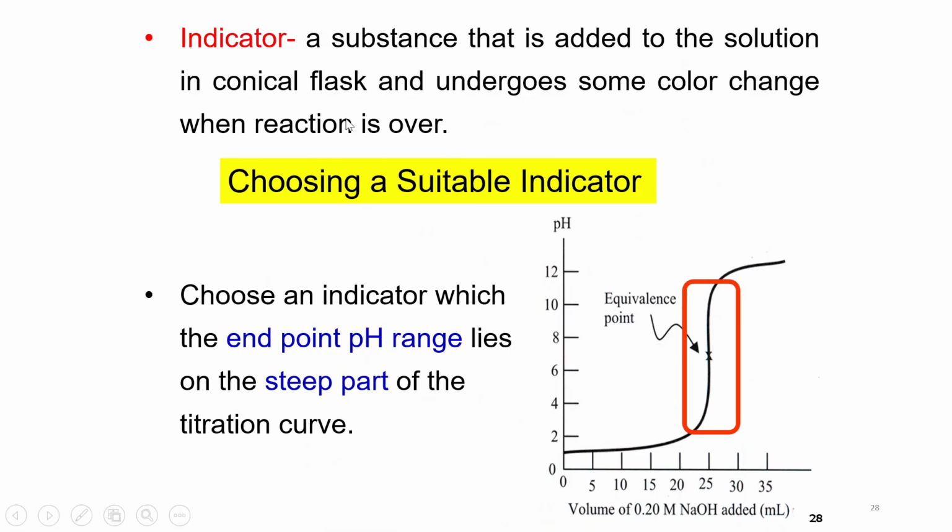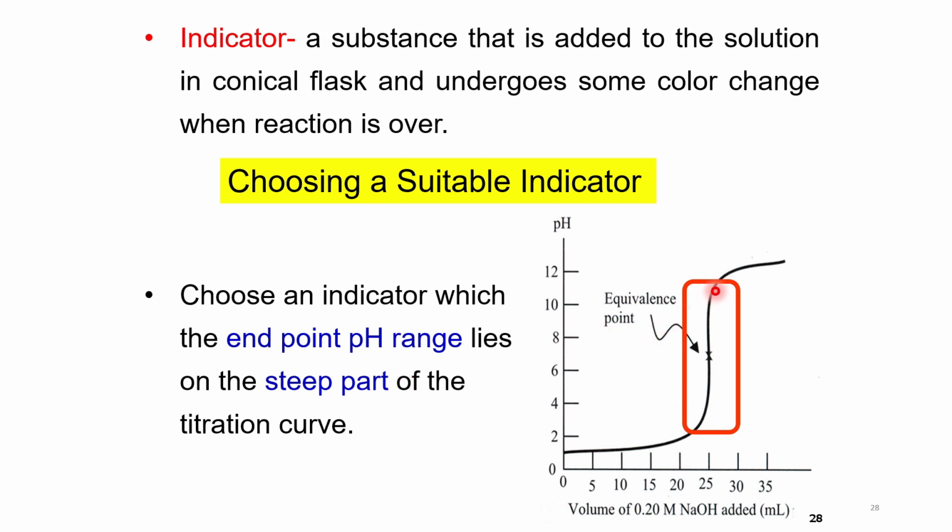Okay, so indicator substance added to the solution in conical flask, okay, and undergoes some color changes. Okay, how to choose a suitable indicator for different type of titration. Okay, so kita akan choose indicator in which the endpoint, okay, endpoint dia dalam pH range pada steep part, pada kawasan yang curam.